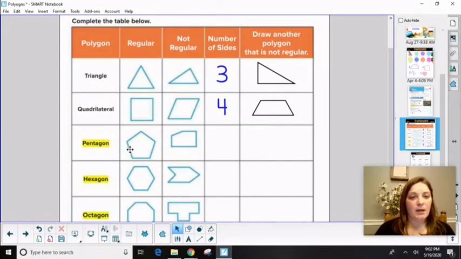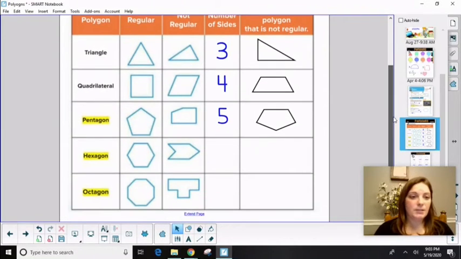All right, a pentagon. Regular, not regular. How many sides? 5. And see if you can draw another pentagon that is not regular. Here's mine. Okay, you can see that they're not all the same length. Up next is a hexagon. Regular, not regular. How many sides? 6, and go ahead and draw one that's not regular. There's mine.